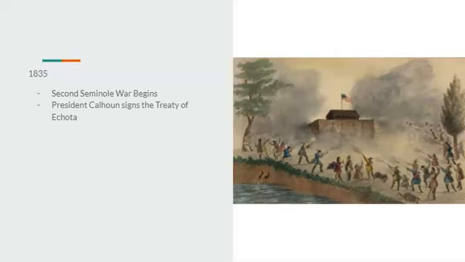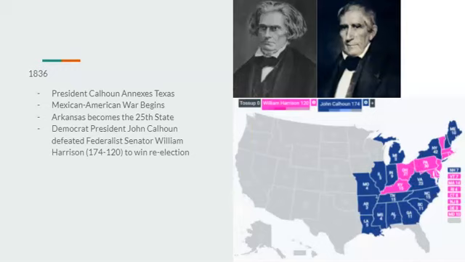1835, the Second Seminole War will begin, and President Calhoun will sign the Treaty of Echeta, which is essentially saying, hey, Indians, give us your land. 1836, President Calhoun would annex the state of Texas. This is something he wanted to do. And the Mexican-American War would begin much sooner than it does. Arkansas would become the 25th state in this year.